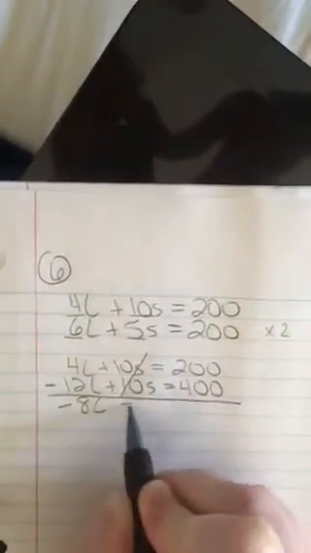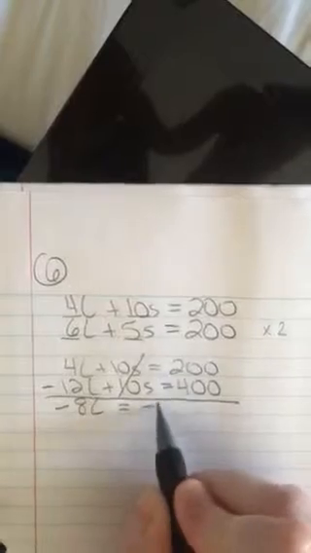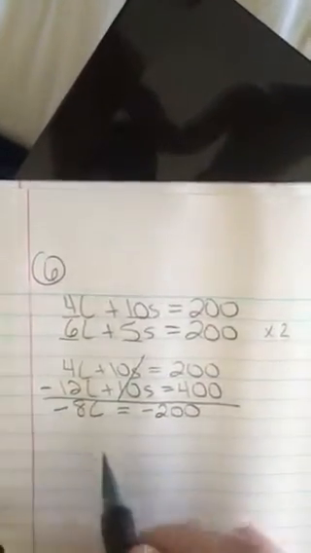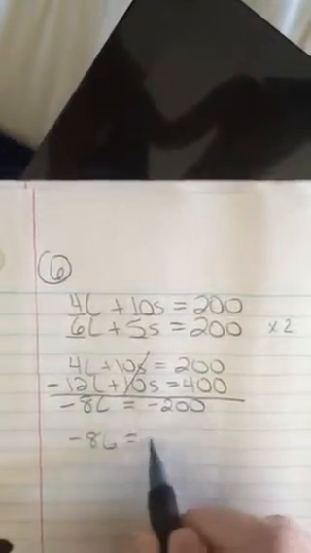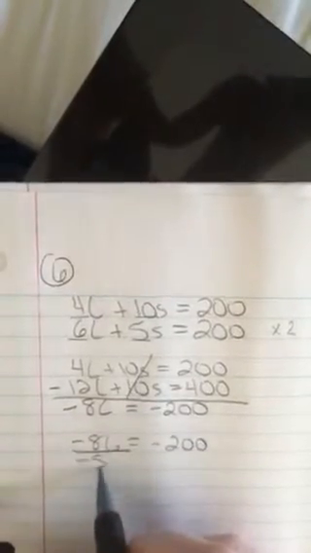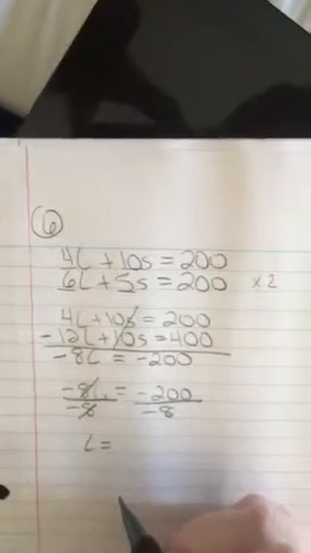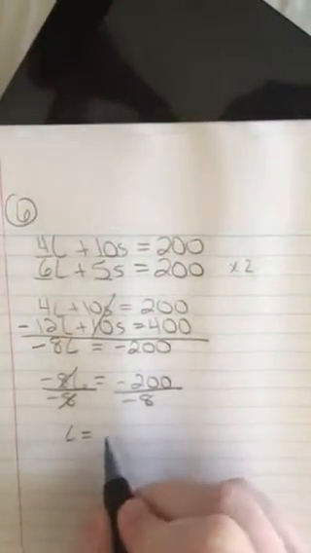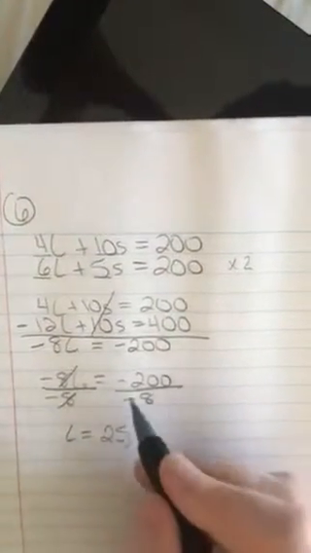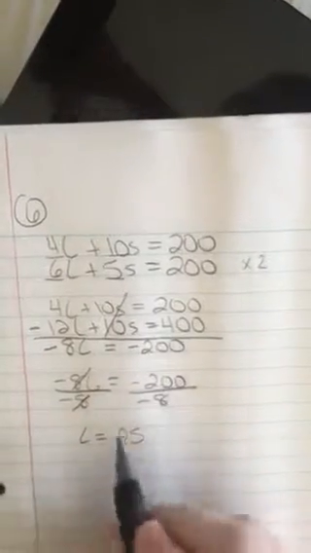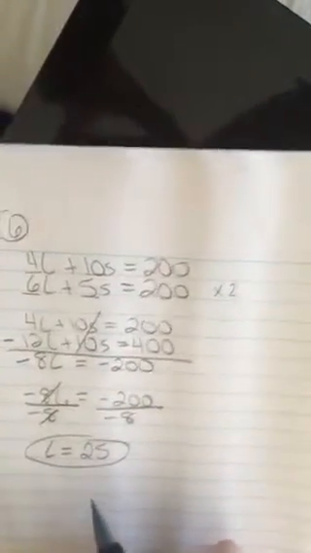4 minus 12 is negative 8L, and then 200 minus 400 is negative 200. So now I've got negative 8L equals negative 200, and I'm going to divide in order to get L by itself. So negative 200 divided by negative 8 gives me a positive 25 because negative divided by a negative is a positive. So now I've got one of my variables solved.